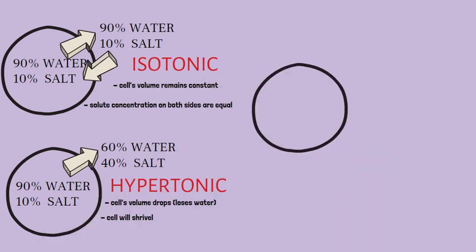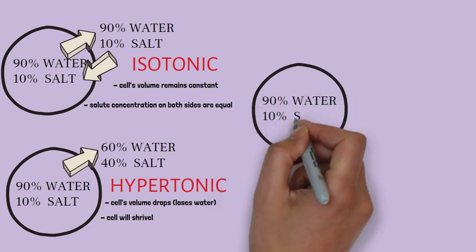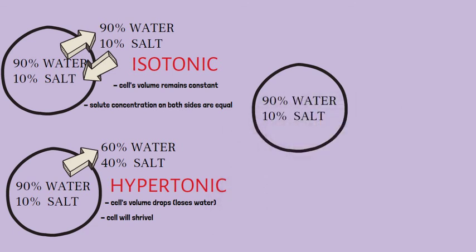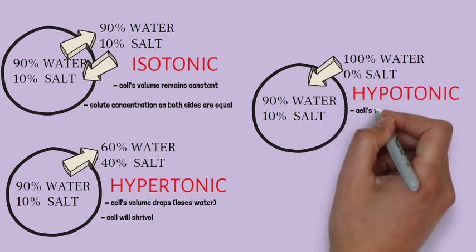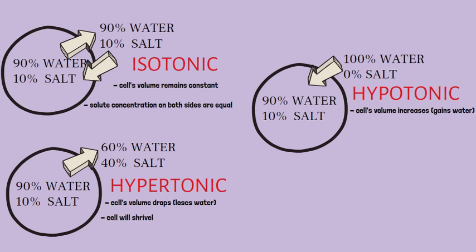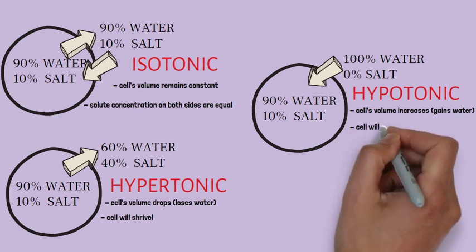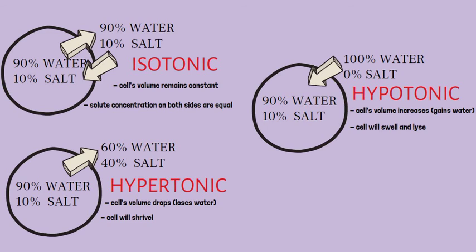In this example, 90% water and 10% salt is inside the cell. But 100% water and 0% salt is outside the cell. What will happen is that water will move to a higher solute concentration. So water from the outside will move to the inside because the concentration of salt is higher. This is called hypotonic. The cell's volume increases because it gains water. The cell will likely swell and most likely burst.